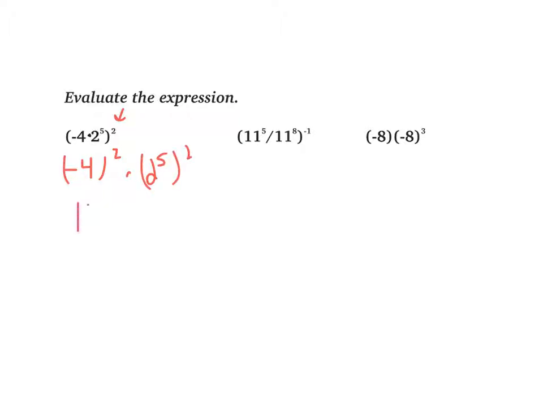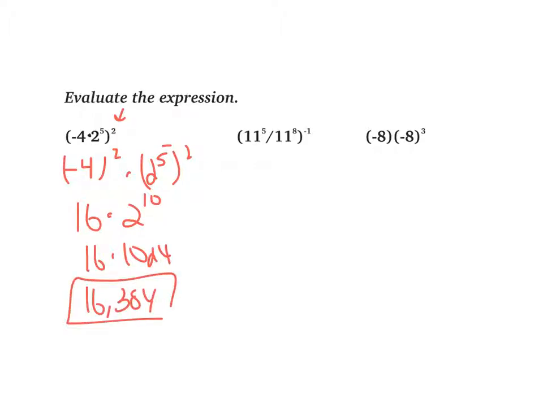If you square -4, you get 16. If you square 2 to the 5th, you get 2 to the 10th, because you multiply the exponents again right there. 2 to the 10th is huge. It's like 1,024, and if you do 16 times 1,024, you get 16,384, and everybody knows that, I'm sure. So that's all you do for that one.